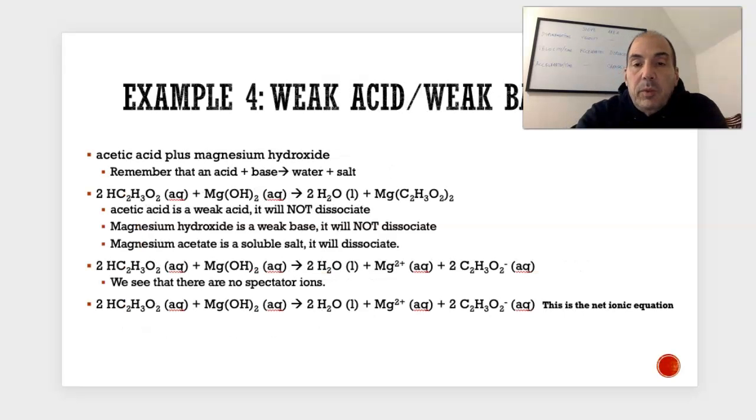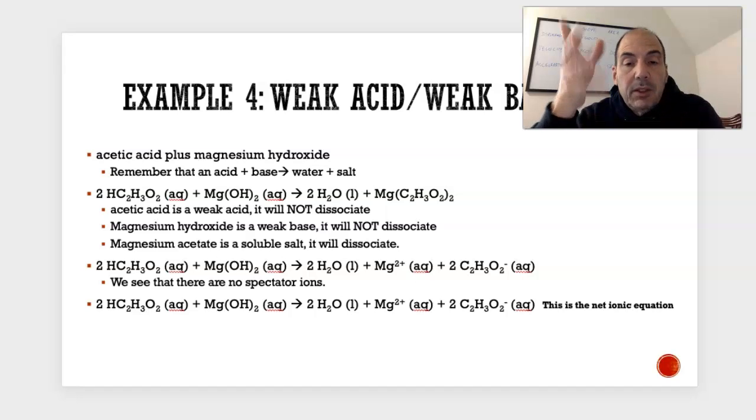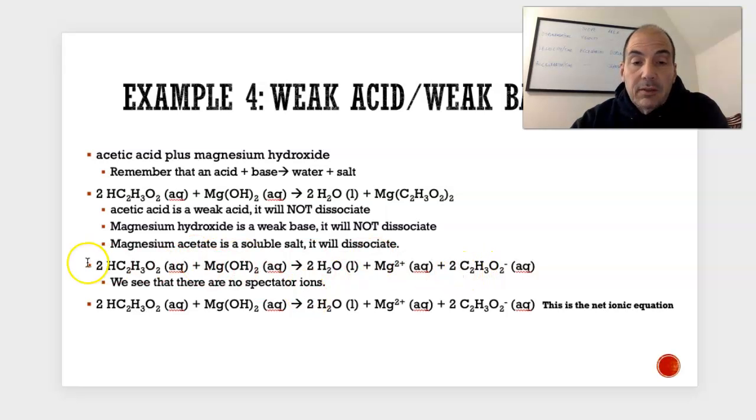All right, what if it's a weak acid and a weak base? Well, then neither are going to dissociate. So let's take the acetic acid and magnesium hydroxide from those first two examples and put them together. The products would be water and magnesium acetate. Magnesium acetate is still a soluble salt, but there are no spectator ions. So the complete ionic and the net ionic happen to be the same thing. That's fine. It can happen that way.